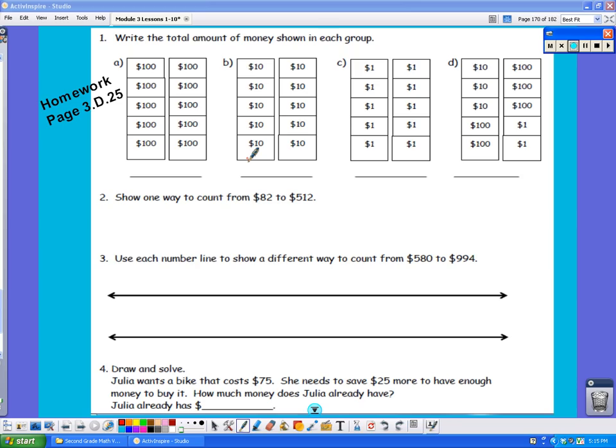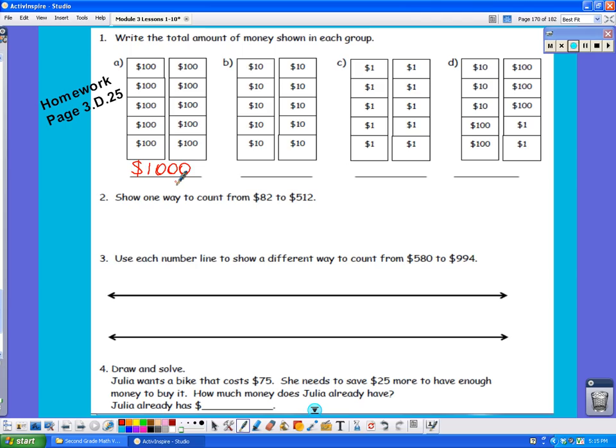So let's start. 100, 200, 300, 400, 500, 600, 700, 800, 900, 1,000. So keeping with the money, we're going to put our dollar sign and 1,000. We have $1,000 in the first group. Let's look at letter B.